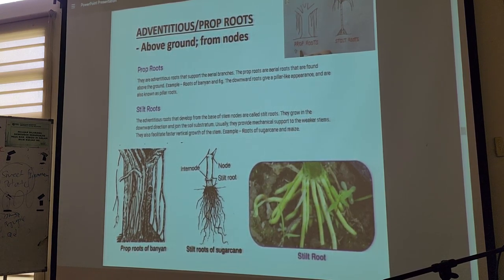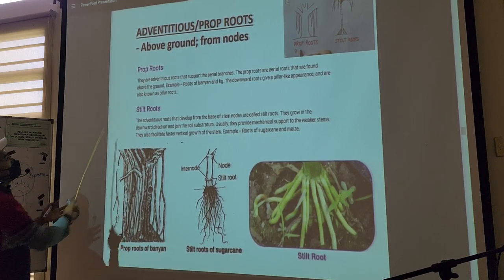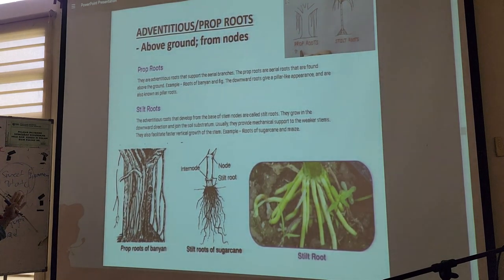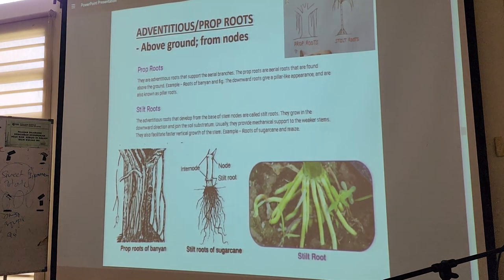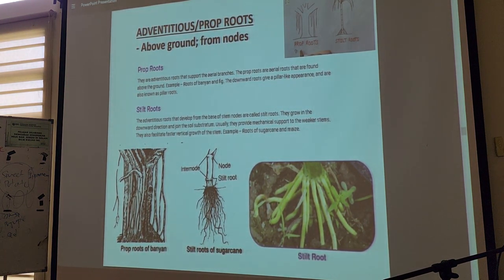I put this because I can see some of you put prop roots, some of you call stilt root. There is a difference, okay? So prop root is actually to support branching, meaning that it can come up from like this.